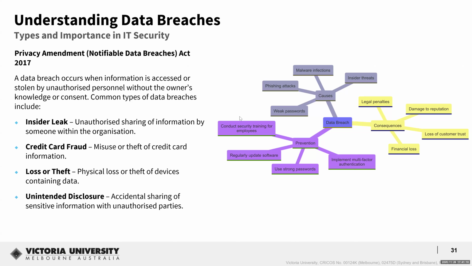Here in this slide, as we discussed in the previous class, there are some common types of data breach: insider leak, credit card fraud, loss or theft, or unintended disclosure. In the OAIC report, we will have a closer and deeper look at different types of data breach. What is a data breach? A data breach means information is accessed or stolen by unauthorized personnel without the owner's knowledge or consent. It might not be a person; it might be any other party that doesn't have the permission or authority to get access to some specific pieces of data. That is a kind of data breach.